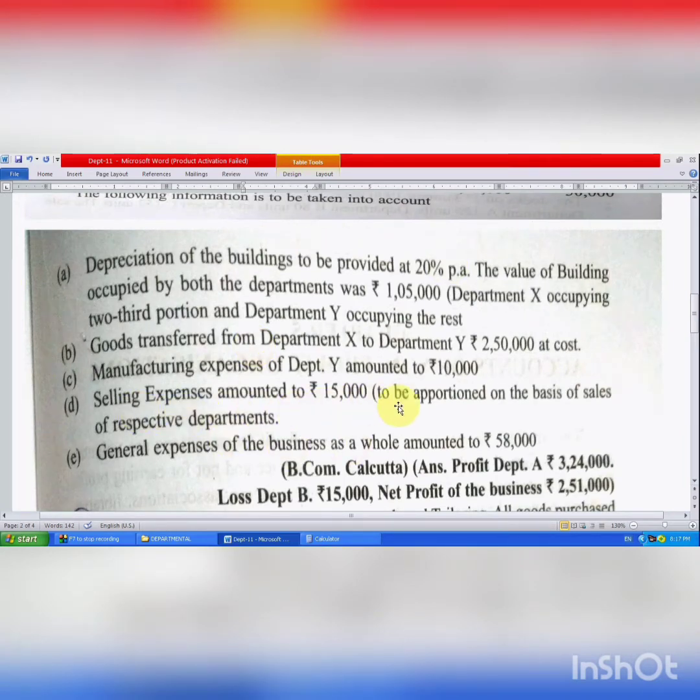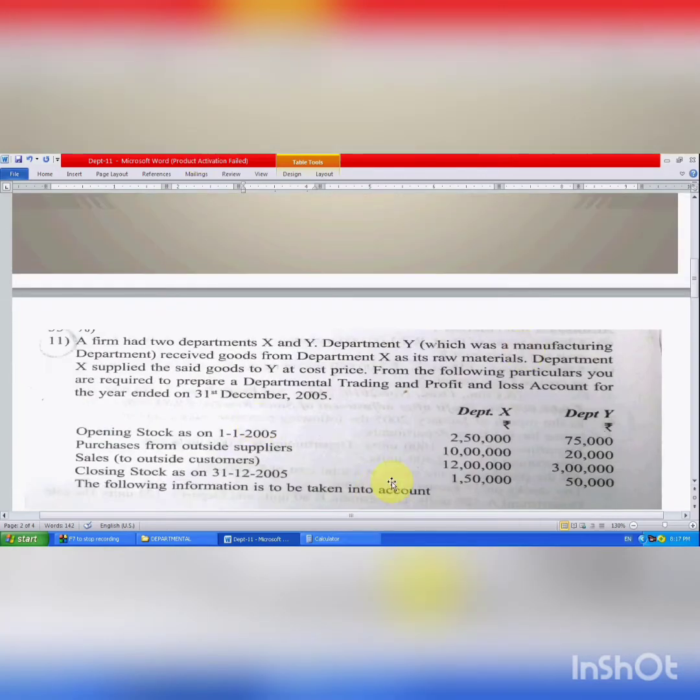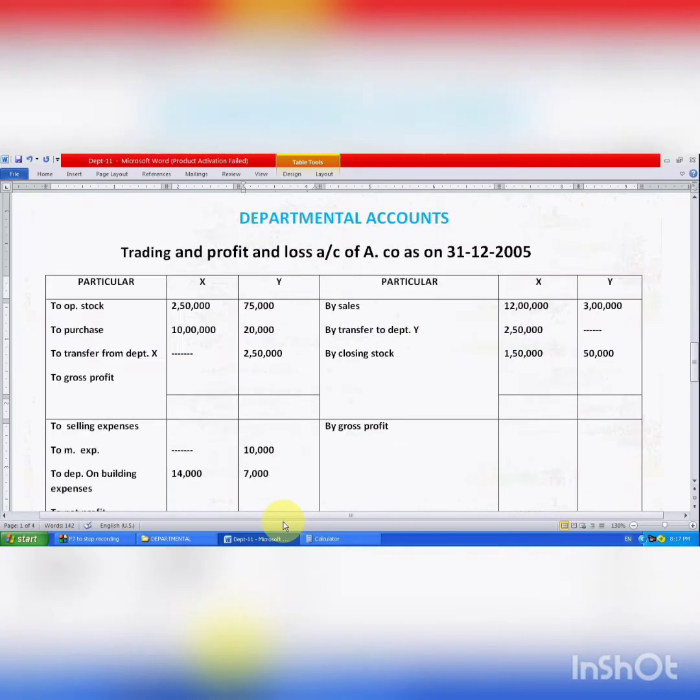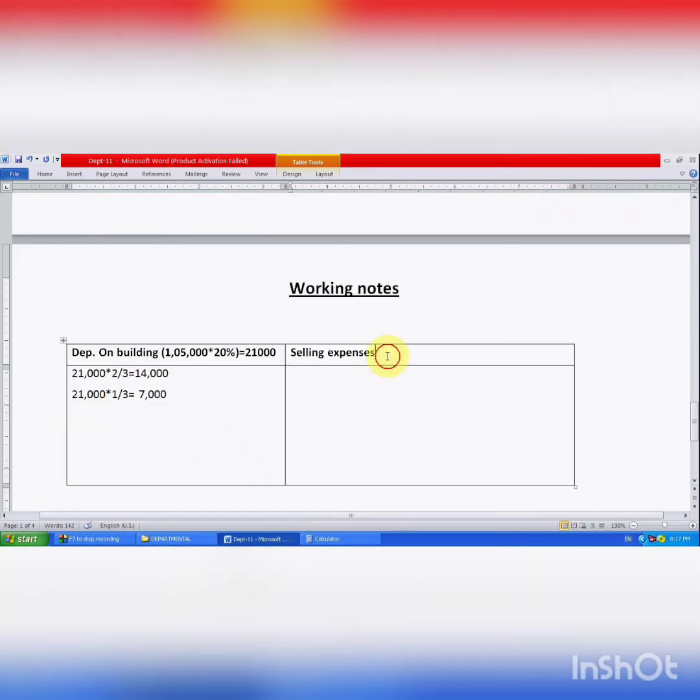Selling expenses of 15,000 are apportioned on the basis of sales of the respective departments. Sales are 12 lakhs and 3 lakhs, so the ratio of sales is 12 lakhs to 3 lakhs.